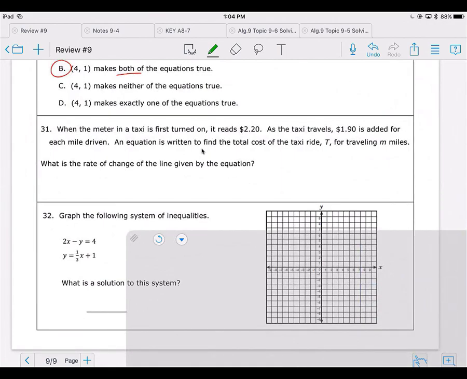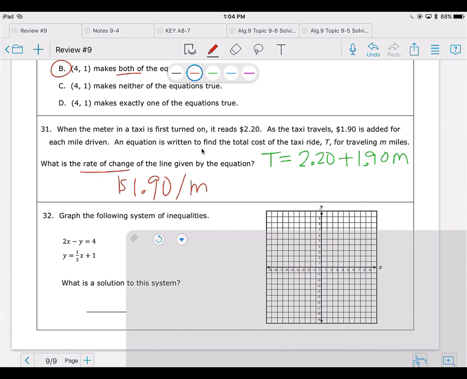31 is telling us about a taxi. When it first turns on, it reads $2.20. $1.90 is added for each mile. Write an equation to determine the total cost of the taxi ride. So the cost is going to be the $2.20 that it starts at plus $1.90 per mile that is driven. And my rate of change is whatever goes with my slope. So that would be $1.90 per mile.